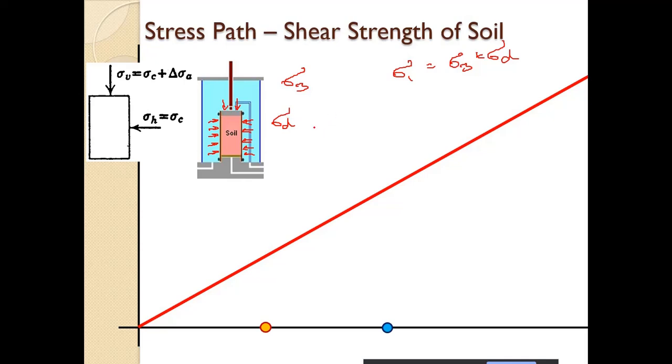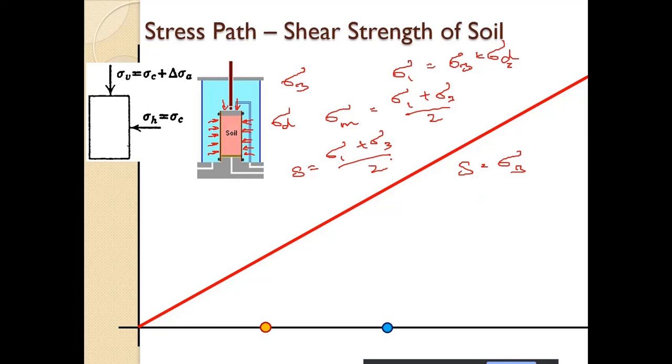And again, what is the mean? The sigma mean is sigma 1 plus sigma 3 by 2, or we can say S, in the ST plot. S is equal to sigma 1 plus sigma 3 by 2. Initially, when sigma d was equal to 0, sigma 1 was equal to sigma 3. So in that case, we had S is equal to sigma 3.